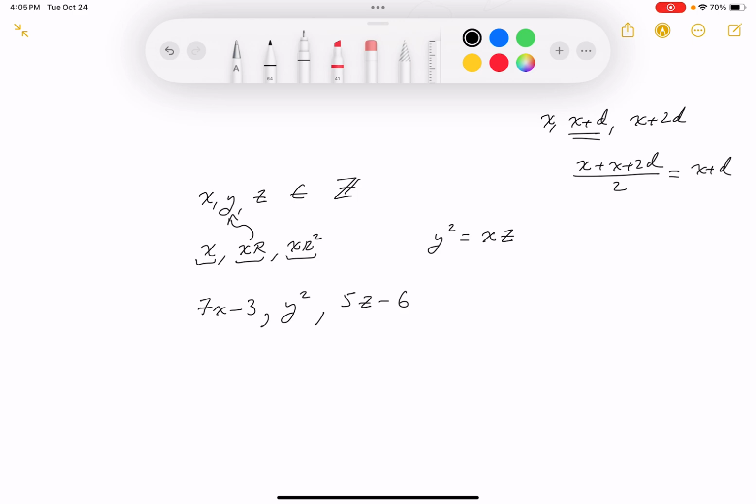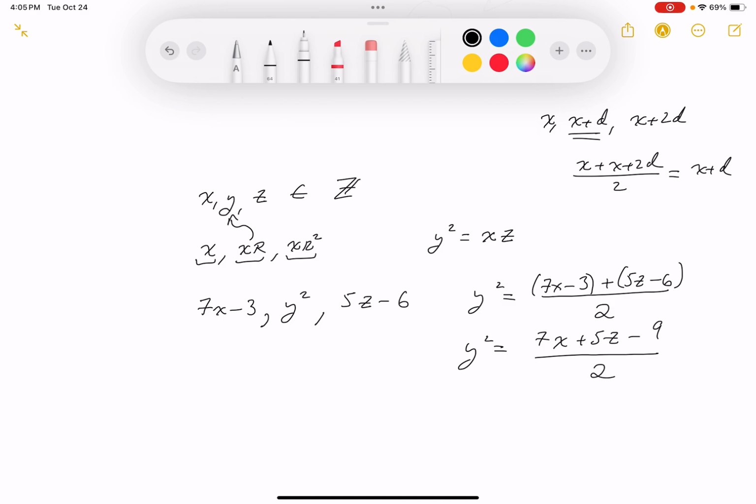What would you get? x plus d. So let's write that down. I'm going to say y squared is equal to the sum of the outer two terms divided by 2. And the outer two terms are 7x minus 3 plus, that's the outer term, 5z minus 6. I'm going to write this down, that y squared is equal to 7x plus 5z minus 9 over 2. All right? Now, certainly I have some things written down over here that are kind of important to me. I got this, and I got this over here. But I still don't know what x, y, and z are, but I know there are relationships over there.